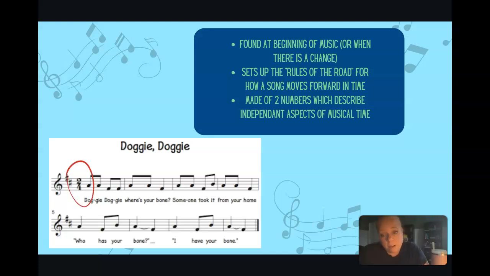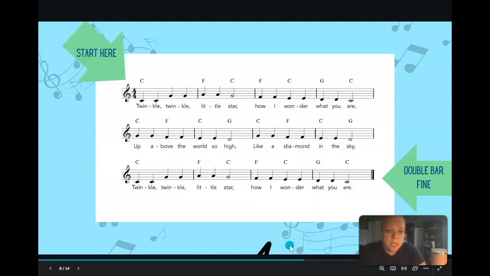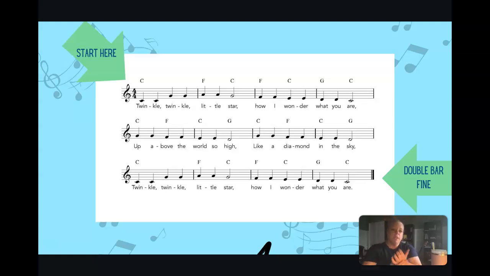If you don't know the song Doggy Doggy, Where's Your Bone? I feel bad for you and your childhood. You should probably take a look at it. It's not that hard. If we take a look, this is everybody's favorite music song to show things with.